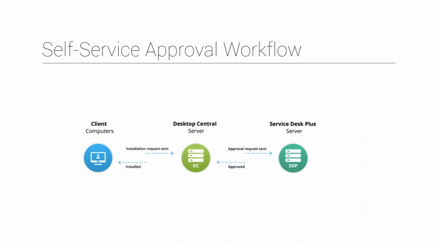And here is the self-service approval workflow. So client computers send the request to Desktop Central product. Desktop Central product will connect to Service Desk Plus through API and send the request. And Service Desk Plus product will approve it or deny it, basically it's done by the administrators, technicians. And it will send a command to Desktop Central. In turn, Desktop Central searches for the client machine, and using its agent, it is going to install the package.